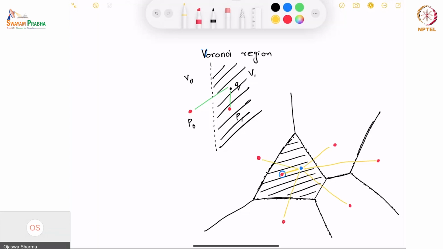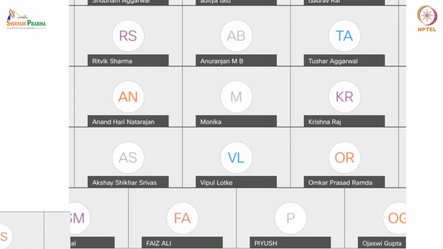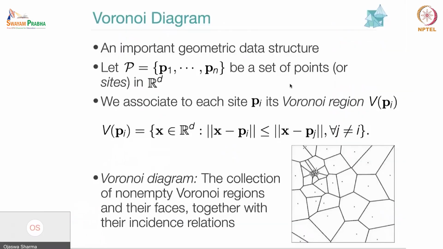And this is what I wrote on that slide. Let's go back to that. Right, so we associate to each site Pi its Voronoi region VPi, such that any point in that Voronoi region is closer to Pi than it is to any other seed point. I hope that is clear now. Any quick questions on that?